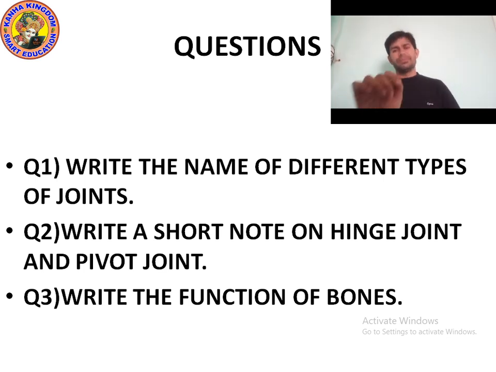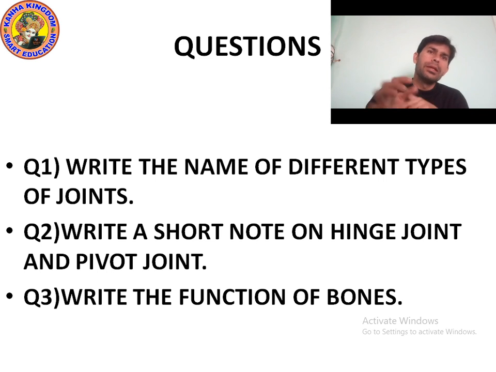And if we talk about ball and socket joint, also known as spheroidal joint, it is a joint in which the ball-shaped surface of one rounded bone fits into the cup-like depression of another bone. The shoulder joint and pelvic joint are ball and socket joints.